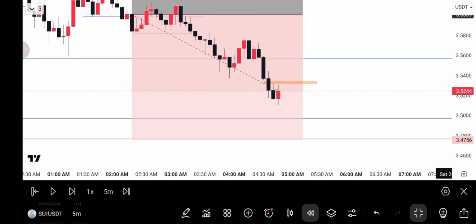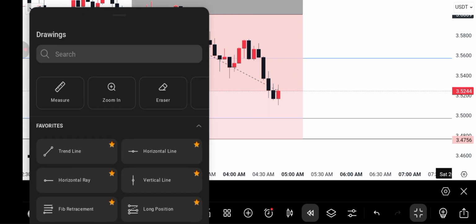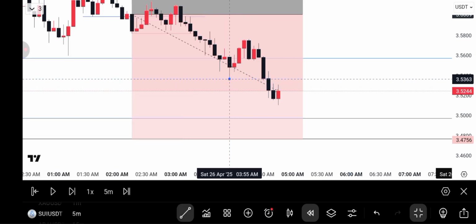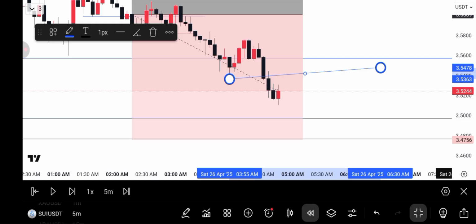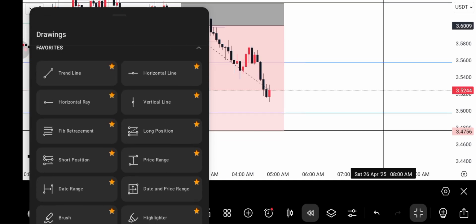So we have an entry here because price has taken this place. Price has broken this place. You see, this is a break of structure, right? So how are we going to enter this trade? We have another entry here, a short position.